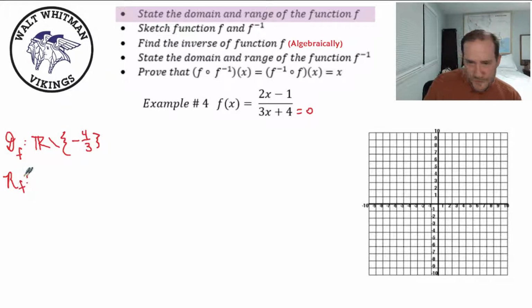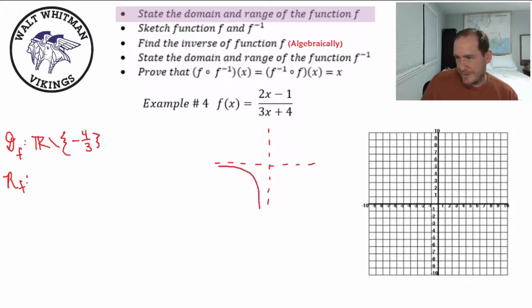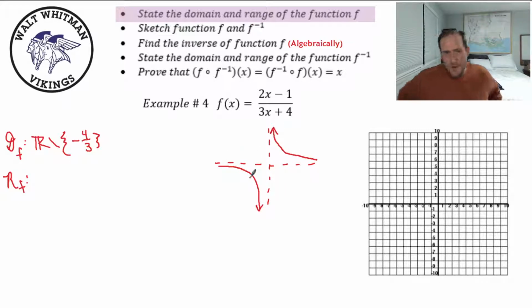Now the range, the rule is not quite so hard and fast, but as long as your rational function is the simple variety, meaning the top and bottom are both linear or constant, then we know that when we graph it, it's just going to be a hyperbola, and it's going to have a horizontal asymptote and a vertical asymptote. And the branches are going to go something like this, right? So we're going to have a range of all real numbers except for the horizontal asymptote.